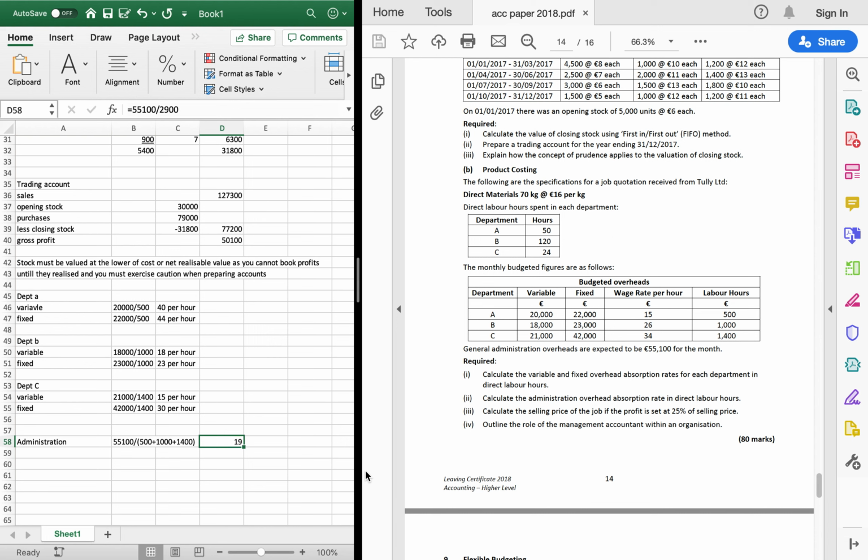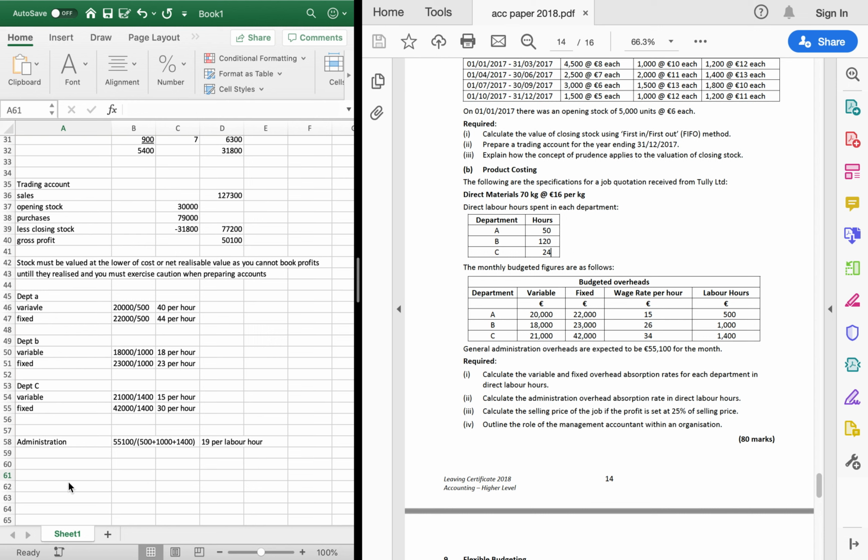That's 19 per labor hour. That's part two done. And then calculate the selling price of the job. The selling price of the job is all of the costs associated with it, which is this table here. So it gives you the hours, it gives you the direct materials, and it asks you to work it out.